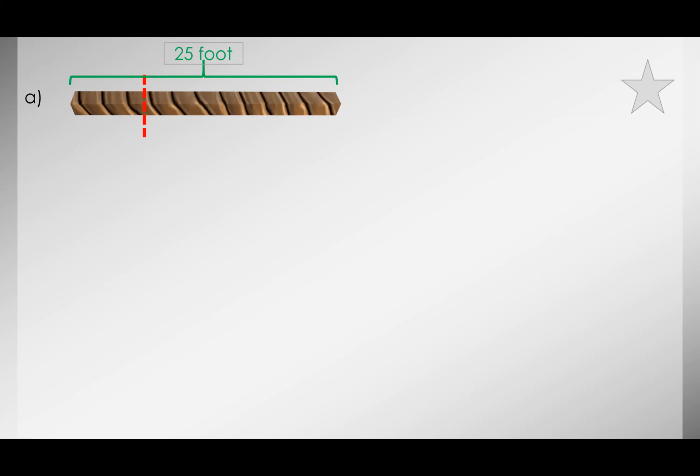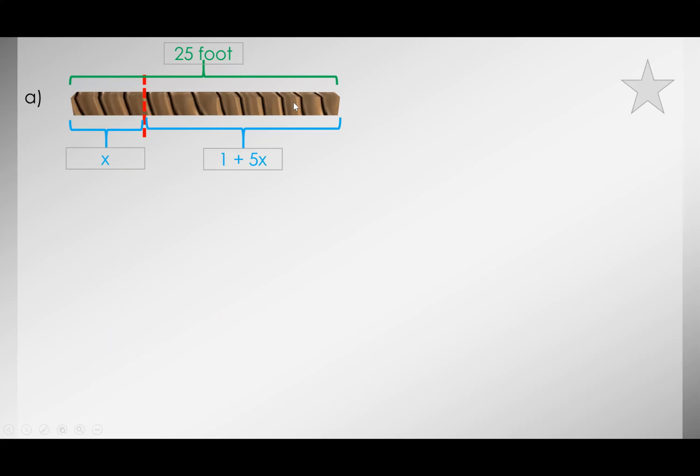Again, they say that we need to cut it into 2 pieces so that the longer piece is 1 foot longer than 5 times the shorter piece. So do we know what the shorter piece is? Do you agree that we don't know what the short piece is? Whatever the short piece is, I don't know, so that's my x. But whatever the short piece is, the longer piece is 1 foot longer than 5 times the shorter piece. So again, everybody see that this is what we have.